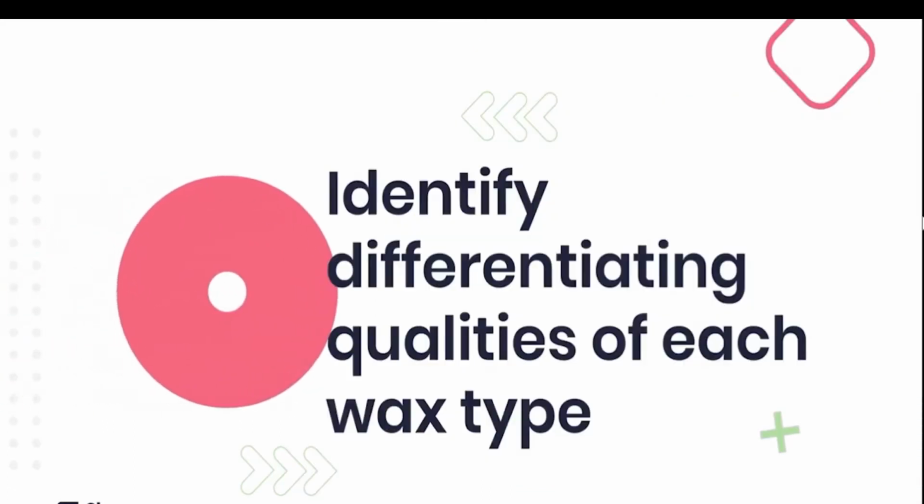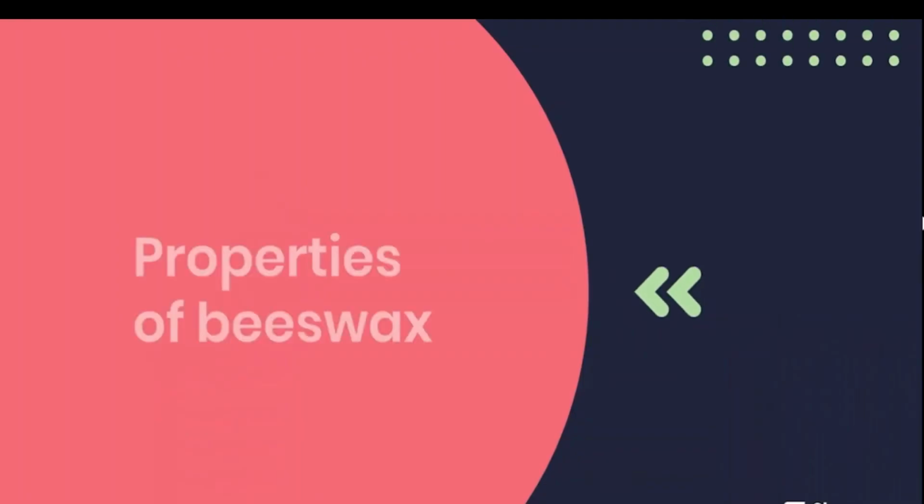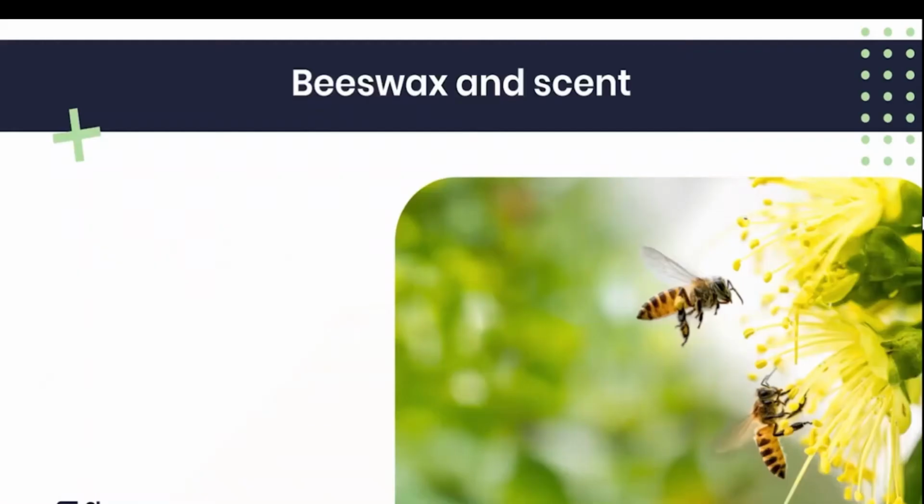Next section, we're going to be looking at how to identify the qualities that differentiate the types of wax. First are the properties of beeswax. While beeswax can technically be fragranced, it isn't common to do so. Since beeswax is an entirely natural product made by our friend the bee, it has a beautiful, subtle honey smell to it.